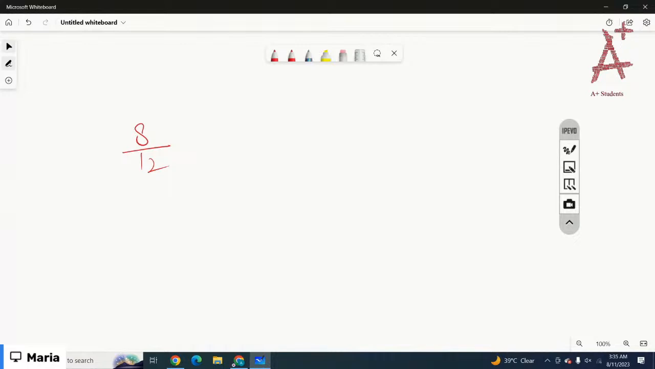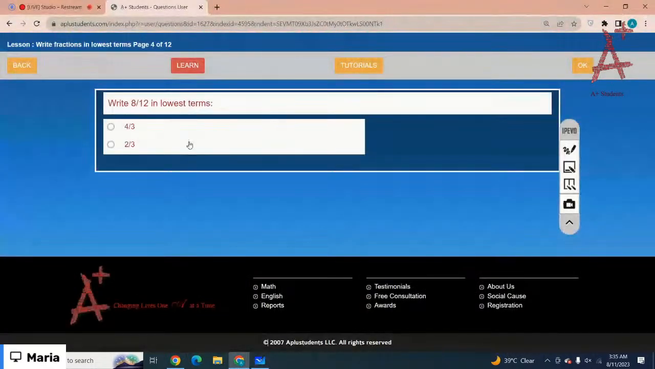Yes, you can divide them by 2. 4 is the largest number that can divide both. 4 times 2 is 8 and 4 times 3 is 12. 8 and 12 can be divisible by 4. So it will be 2 over 3. The correct option is 2 over 3.